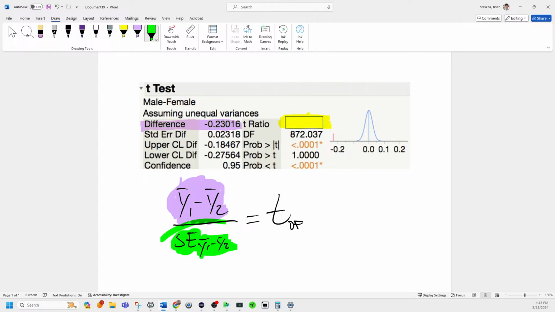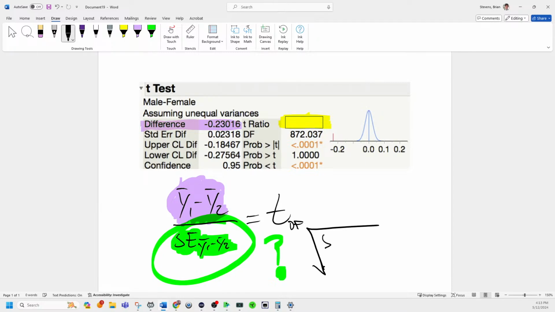Because this thing right here, if we know where that's at, we could solve this equation, which is the square root of s sub 1 squared over n sub 1, plus s sub 2 squared over n sub 2. We could go find all that. It's just the standard error of the difference. It's right below right here. So there's the standard error of the difference.